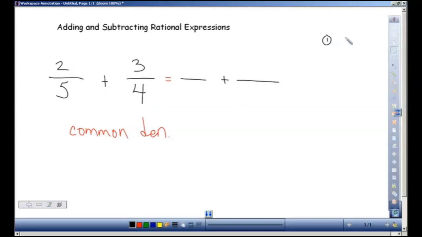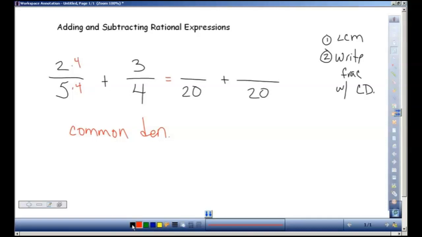So step number 1 is to find your LCM. So for 5 and 4, my LCM is 20. And then we want to write our fractions with a common denominator. So write fractions with common denominator. That's going to be our next step. So 5 times what equals 20? Well, we must have multiplied it times 4. So if I multiplied the bottom by 4, I have to multiply the top by 4, which means I have 8. How did 4 become 20? Well, I must have multiplied it times 5. If I multiplied the bottom times 5, I also have to multiply the top by 5, and that becomes 15.